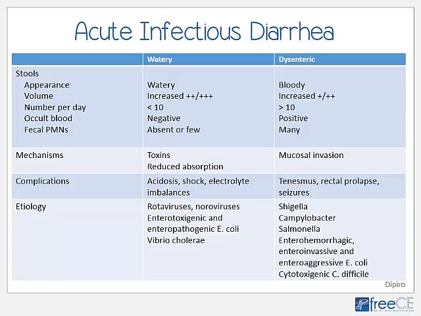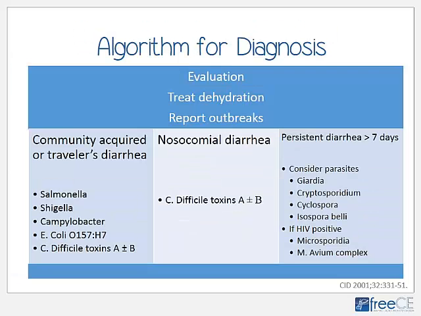So hopefully this table and this comparison helps you to think about what pathogens are most likely based on the appearance and the volume and the number of stools. So really taking a good history is an important part of the diarrhea workup. And on our next slide, we're going to talk about an algorithm for diagnosis. So what specifically should you be taking into account when you're trying to figure out what specific pathogen is causing someone's diarrhea? So taking a look at this slide, the most important pieces for determining the pathogen that's causing someone's diarrhea is first to evaluate the severity and the duration.